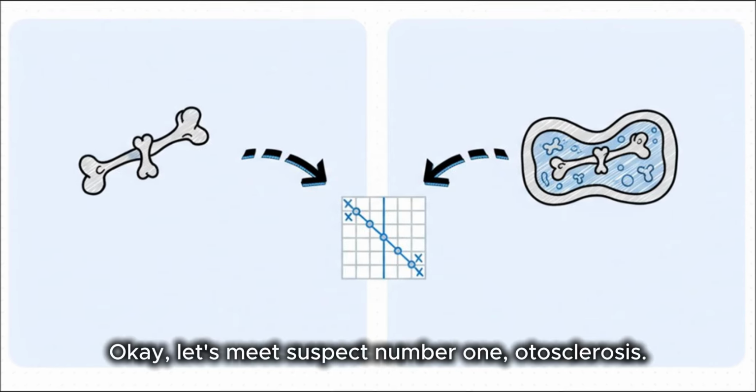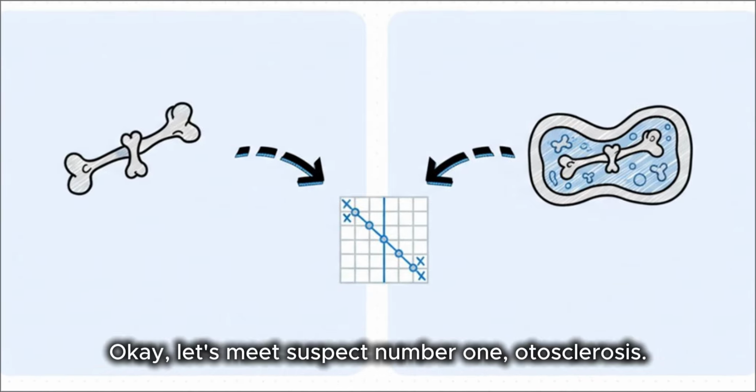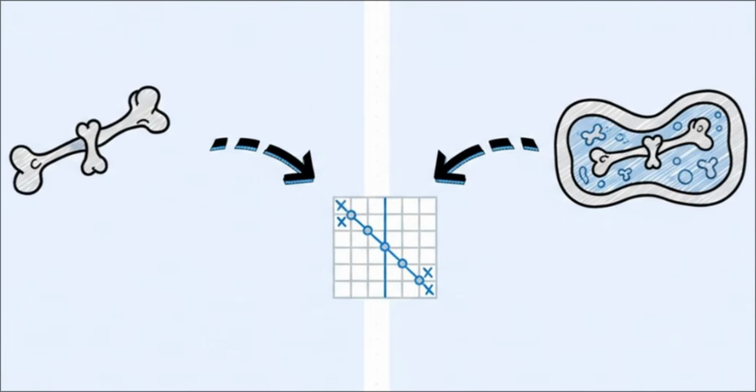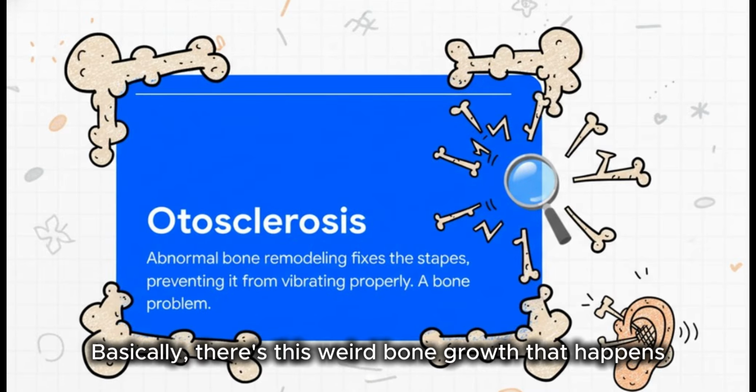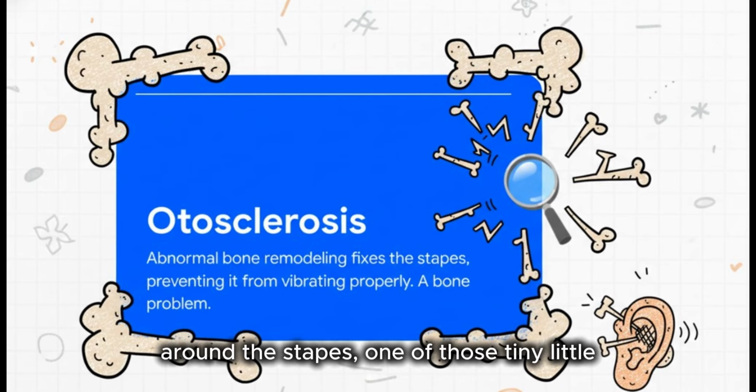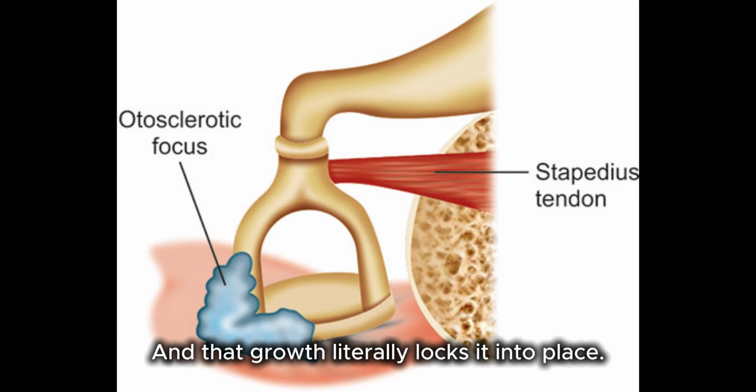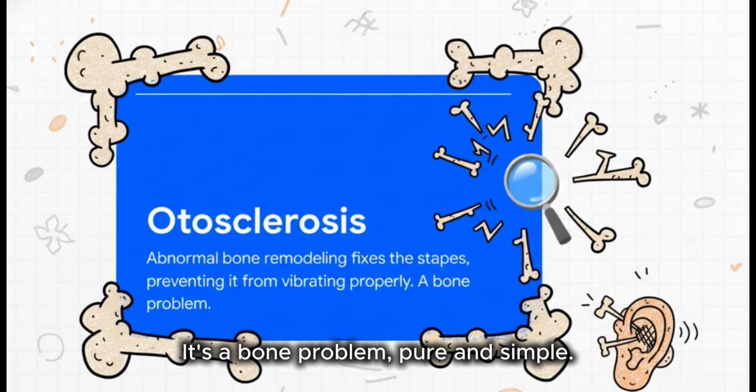Okay, let's meet suspect number 1, otosclerosis. The best way to think about this is like a mechanical problem. It's an issue with the bones. Basically, there's this weird bone growth that happens around the stapes, one of those tiny little ear bones, and that growth literally locks it into place. It can't vibrate, so sound can't pass through. It's a bone problem, pure and simple.